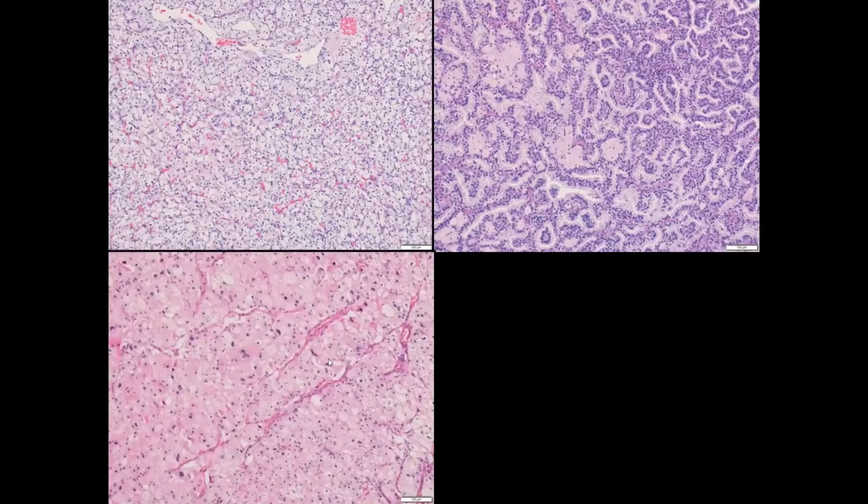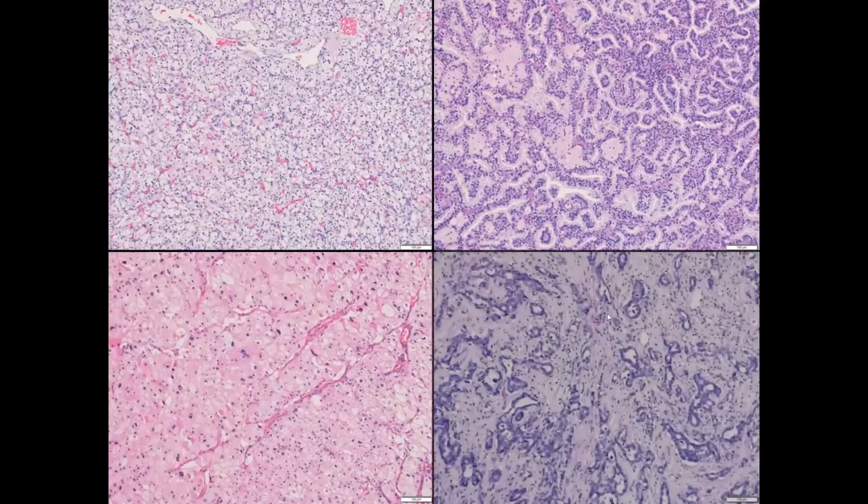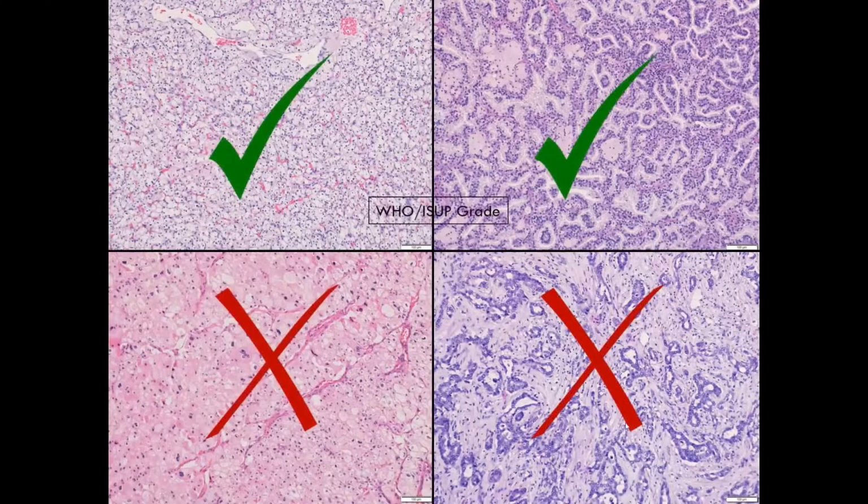You do not use the ISUP grading system in chromophobe renal carcinomas. These are ungraded tumors, and the same would apply for other renal carcinomas like collecting duct or medullary carcinomas. We do not use the WHO grading system because these are universally poor actors and very aggressive cancers. So yes and yes for these two, no for anything else.